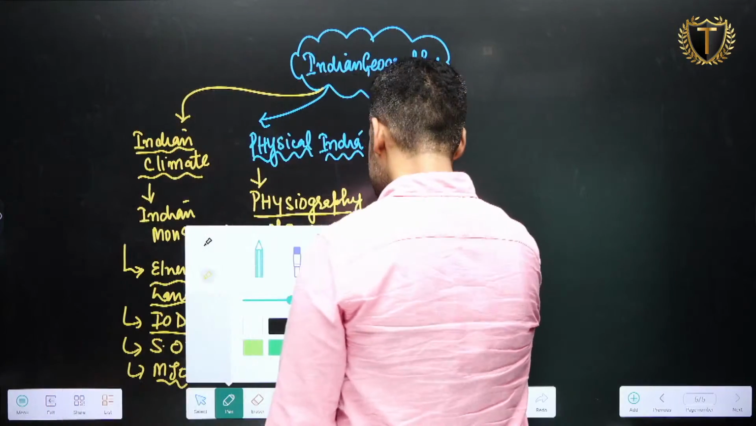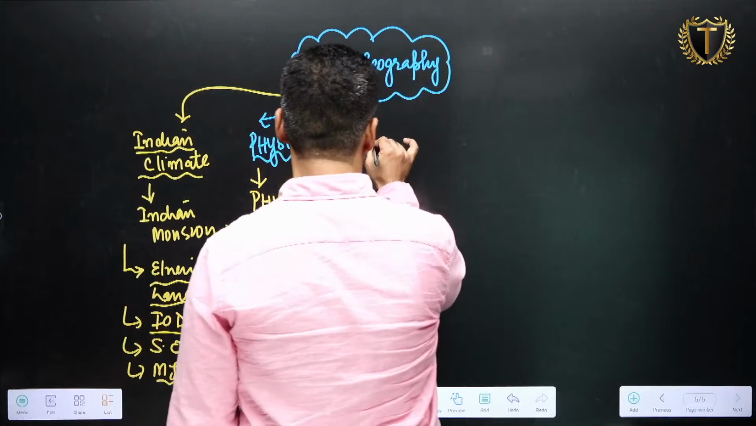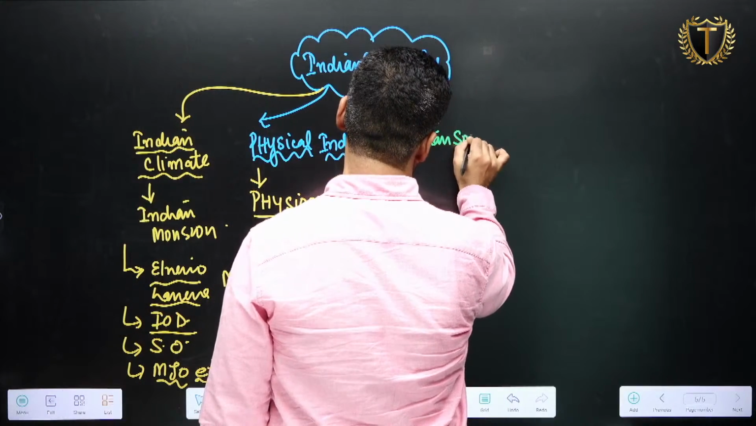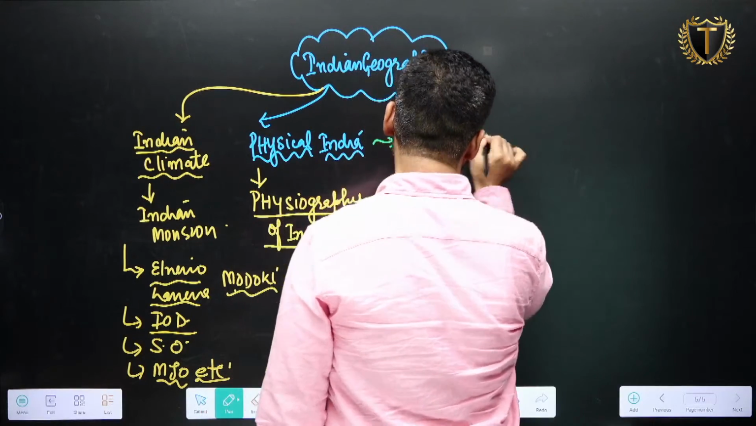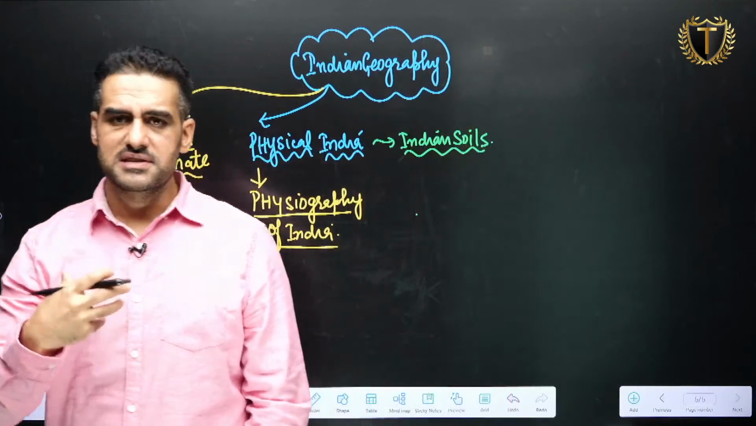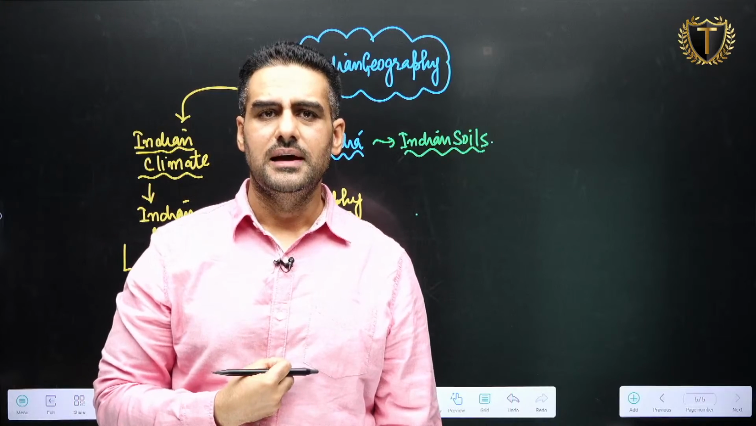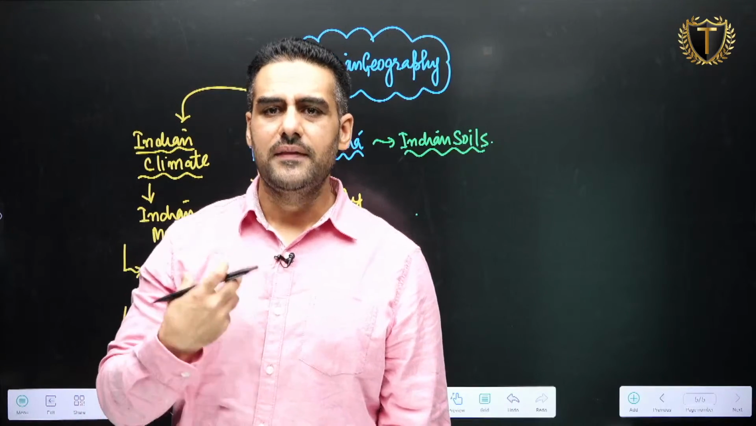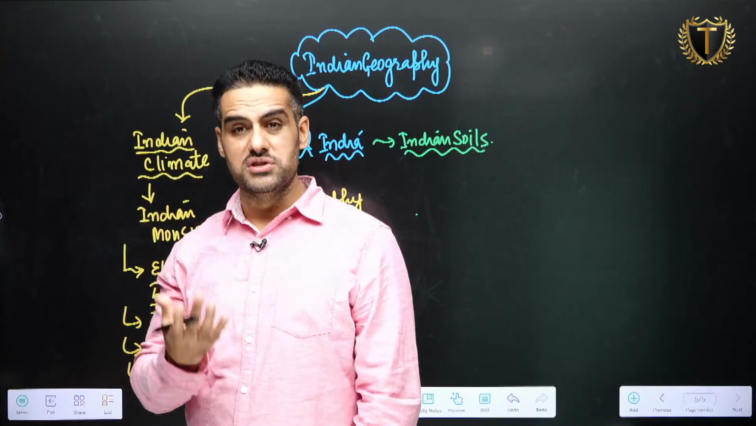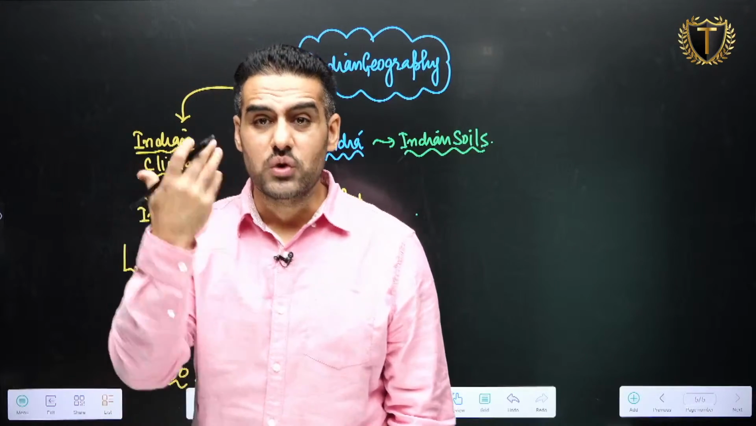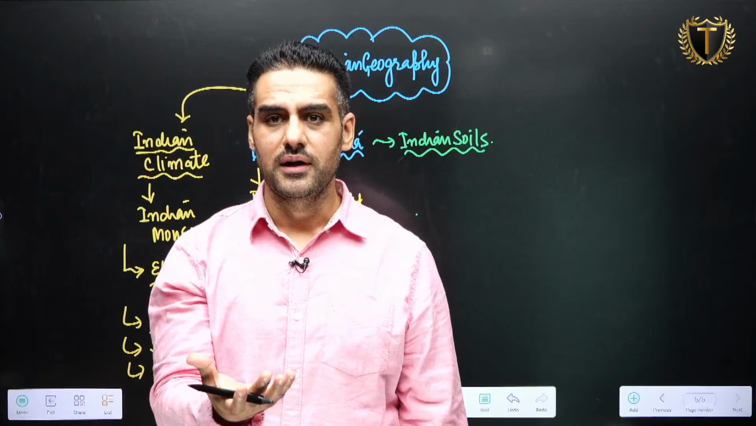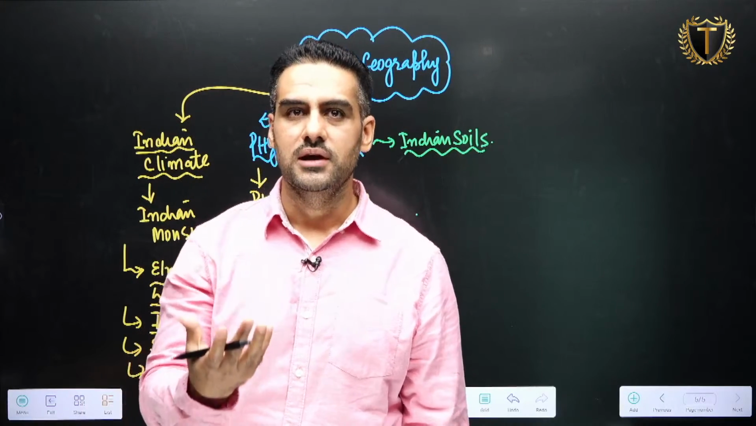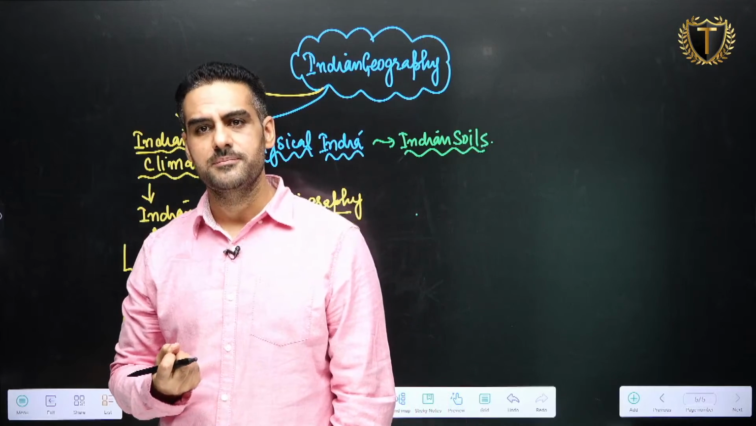After this, another physical part comes, Indian soils. First we will study what are the factors which result in the formation of soil, and then we will discuss what are the different types of soil, and then what is soil erosion and what are the consequences of soil erosion, very important, and what are the mitigation measures through which we can control soil erosion. Can I say it is also part of natural disasters?